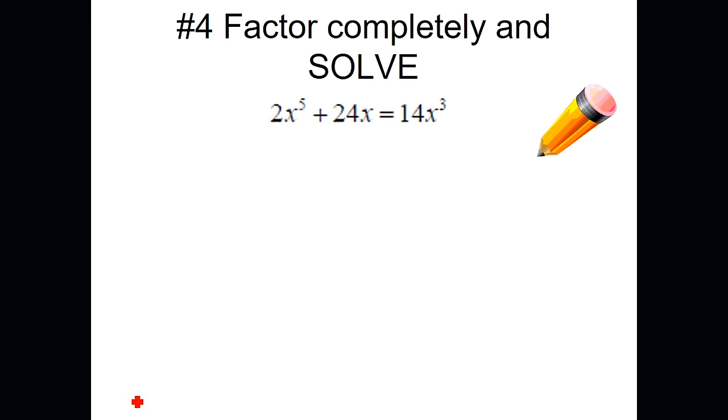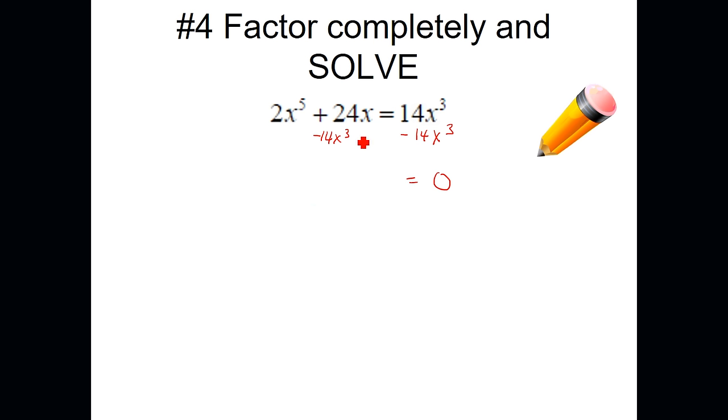Last one. We need to factor completely and solve. One thing I'm noticing about this one is I don't have the equals 0. So I need to make that happen. I'm going to subtract 14x to the third here to bring him over to be with the other buddies over here. Here we go. There'll be a 0 on this side, as there should be, right?